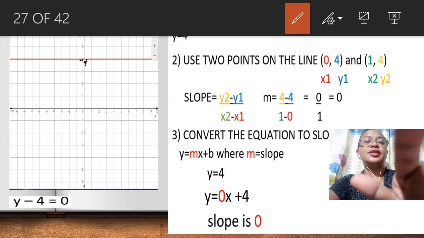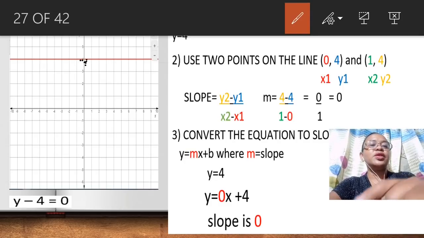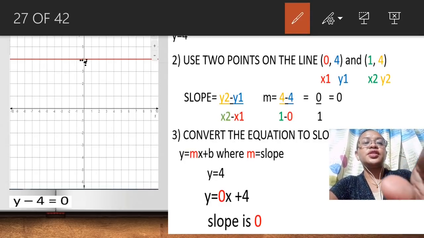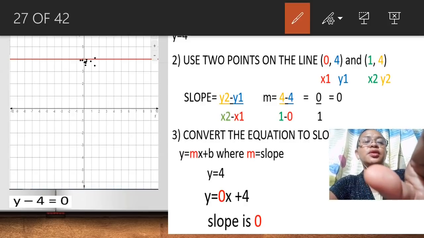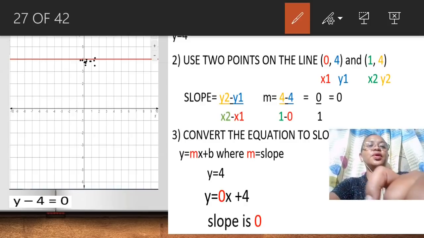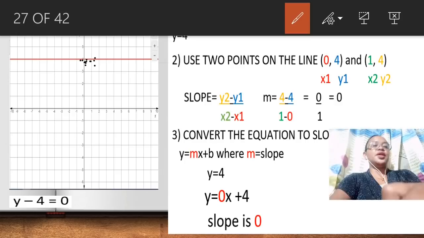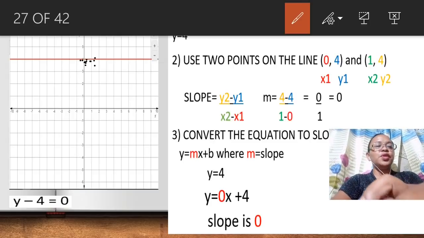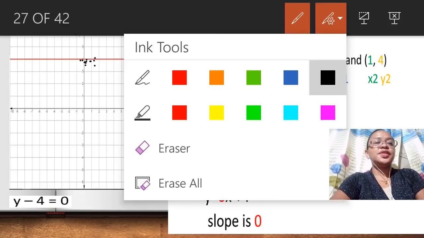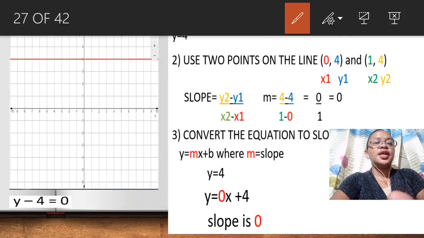Okay, there, that's the 0, 4. And then the 1, 4, of course, this one. The next point, that one. Okay, so that is the 0, 4 and the 1, 4. Okay, and so we now substitute those numbers in our formula.